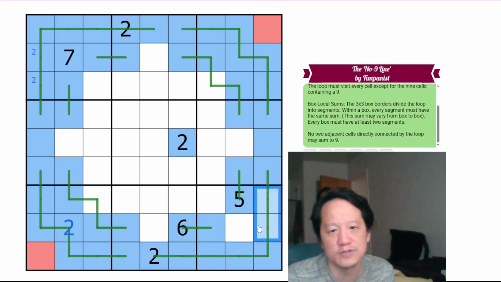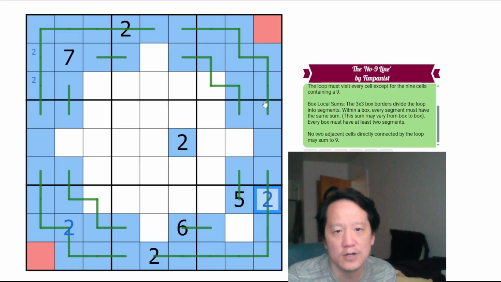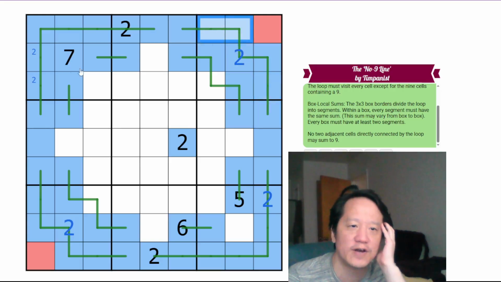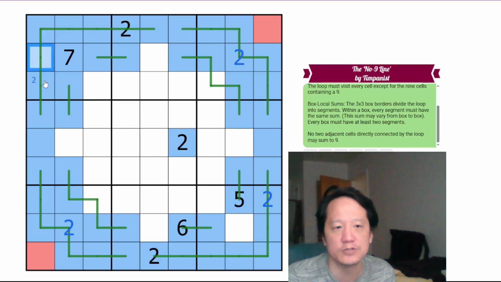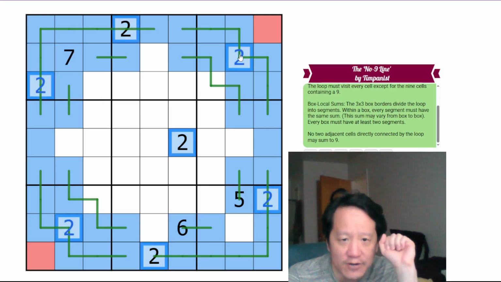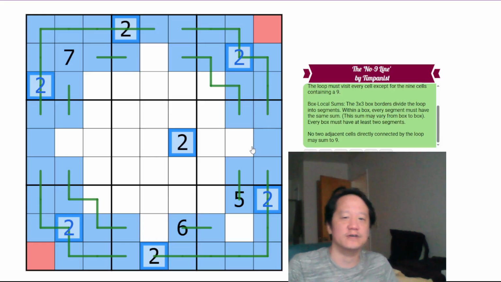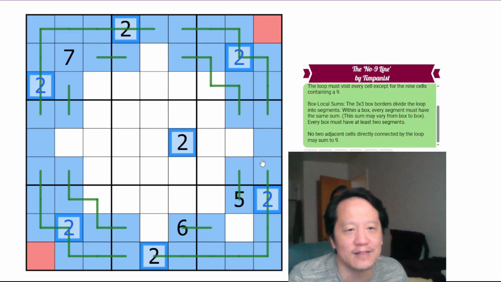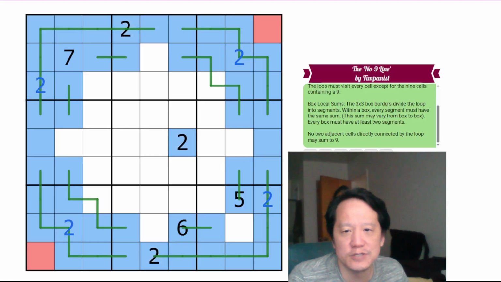2 has to be one of these. Can't be here. It has to be here, which means 2 can't be here. 2 can't be here. Where is the 2? On this 5 set, it must be there, which means this can't be 2. This is 2. Very cool. Very, very cool. That logic was really nice. So this has to go this way, which means 9 has to be here.